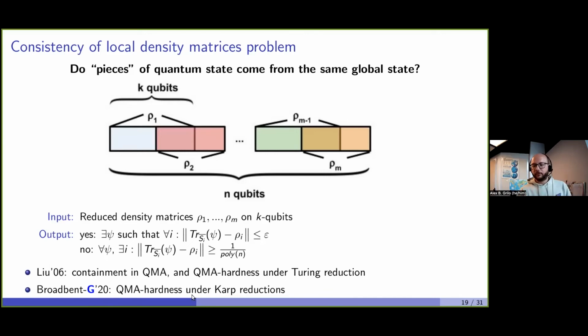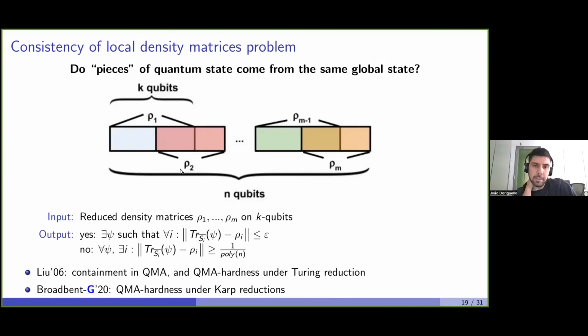Okay, so I think I have 10 minutes. Let me first try to explain the zero-knowledge protocol for this problem, and I probably won't have time to prove QMA hardness, but I might sketch it anyway.